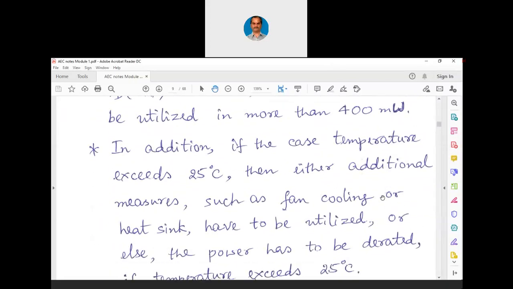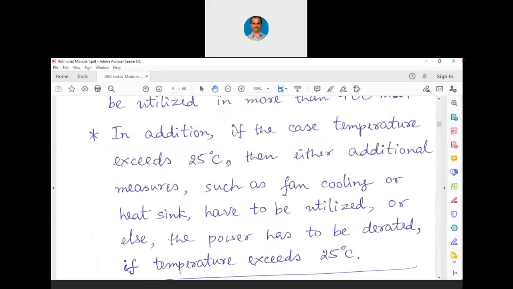Let me continue. In addition, if the case temperature exceeds 25 degrees centigrade, then either additional measures such as fan cooling or heat sink have to be utilized, or else the power has to be derated if temperature exceeds 25 degrees centigrade. Normally, all the devices are given their specific ratings at 25 degrees centigrade. That we generally take as an ambient temperature, which is an average temperature throughout Earth. We sometimes call it a normal temperature also.